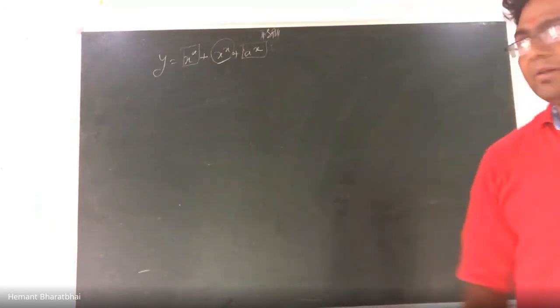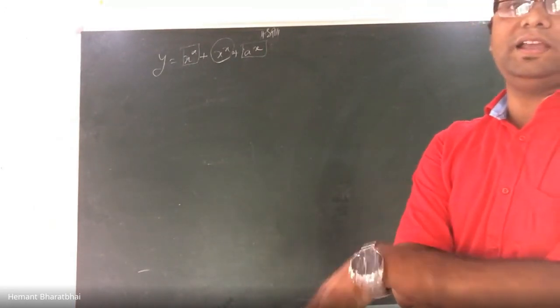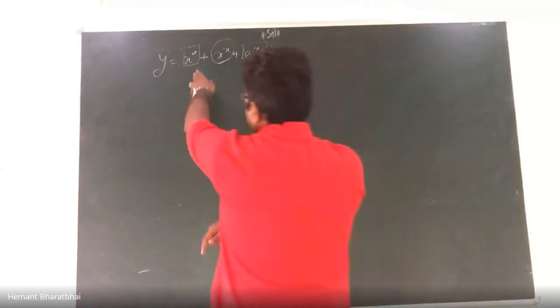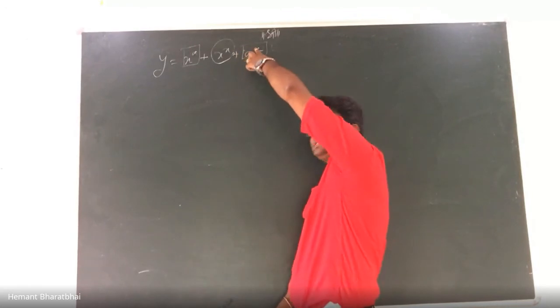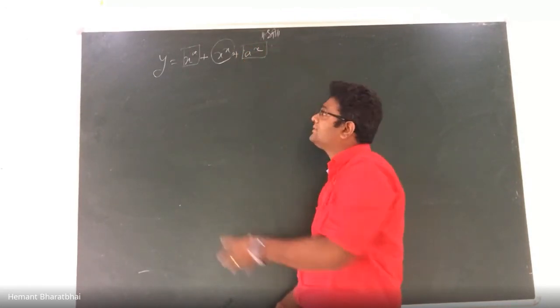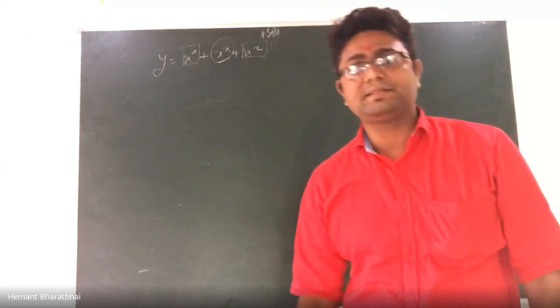If we just see the formulas, we don't have any direct formula for x raised to x. It is variable raised to variable. We have variable raised to constant, that is the x raised to n type. We have constant raised to variable, that is a raised to x. But how are we going to take the derivative of this x raised to x?